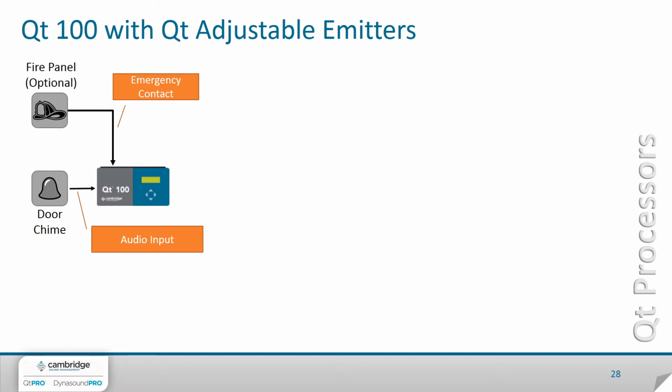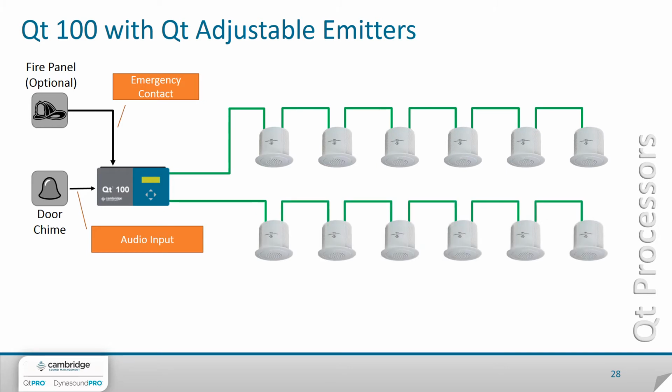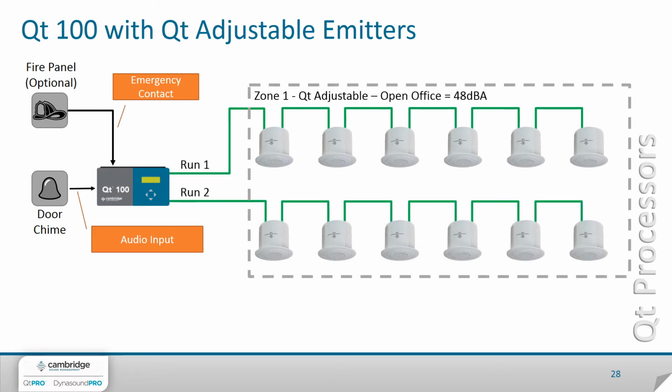We will assume that the area of coverage is a single open office space with a consistent ceiling emitter mounting height throughout the area, allowing a single zone of sound masking. Our 2 cable runs from the controller allow up to 60 emitters each or 1,000 foot of category cabling from the controller to the last emitter in the run.